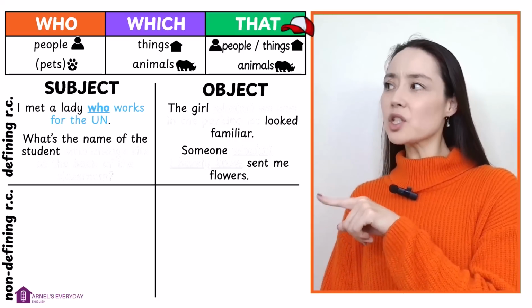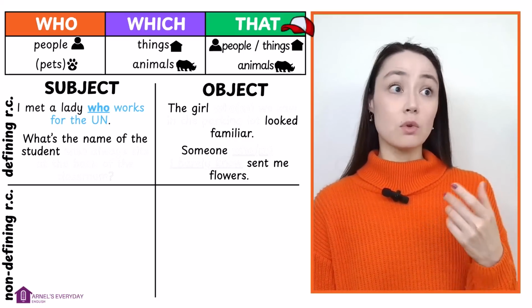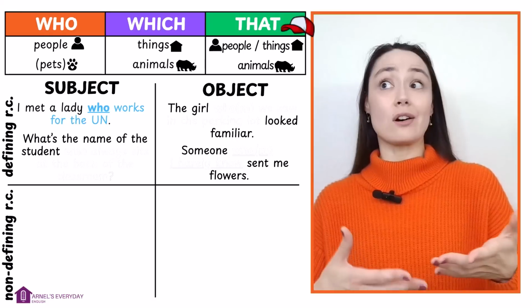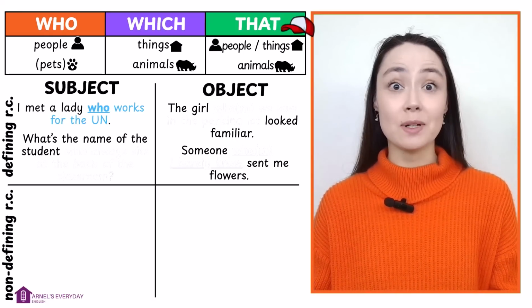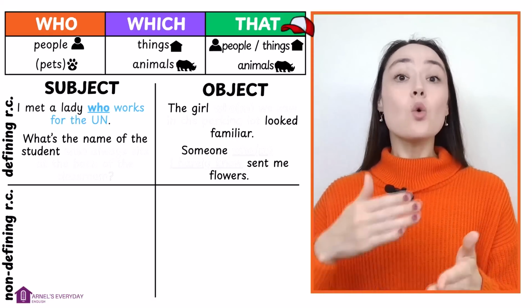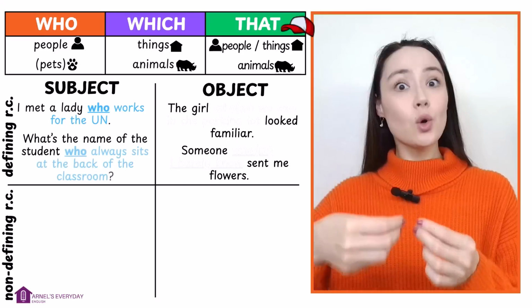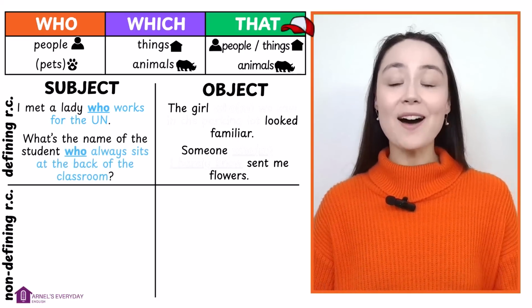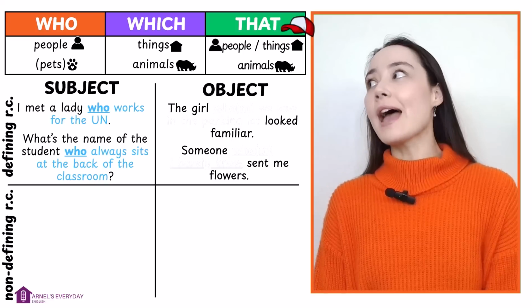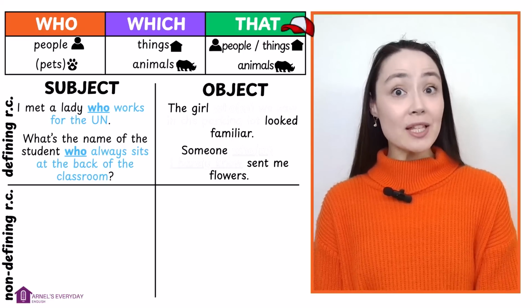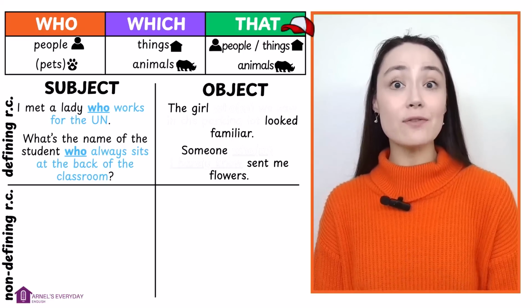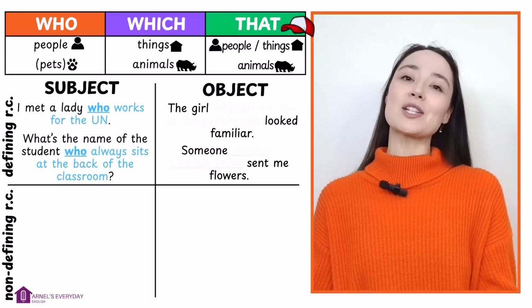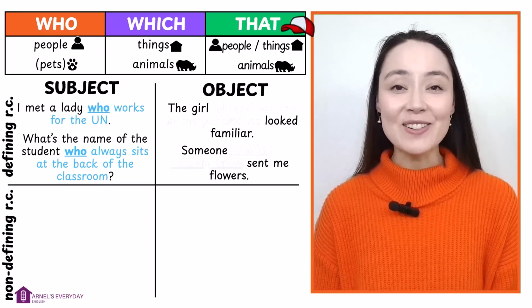What's the name of the student? Which student? There are like 50 students in the classroom. Sorry. What's the name of the student who always sits at the back of the classroom? Now it's clear. My relative clause gives me essential information. Without this information, I cannot identify the student.